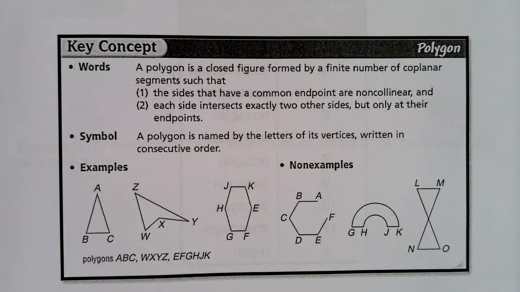So here we go. A polygon is a closed figure formed by a finite number of coplanar segments such that the sides that have a common endpoint are non-collinear, and each side intersects exactly two other sides, but only at their endpoints. A polygon is named by the letters of its vertices written in consecutive order.